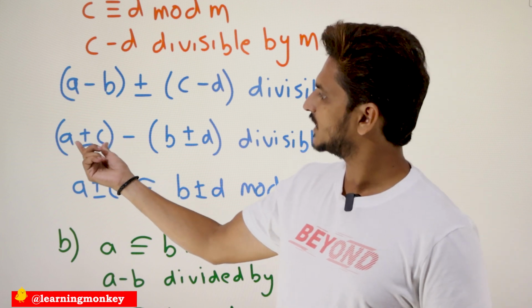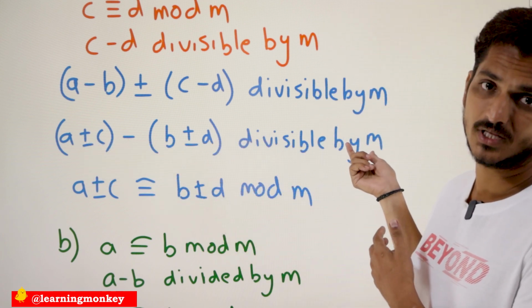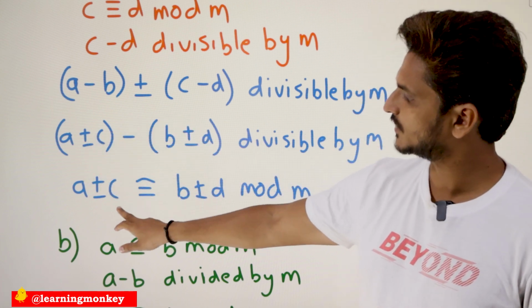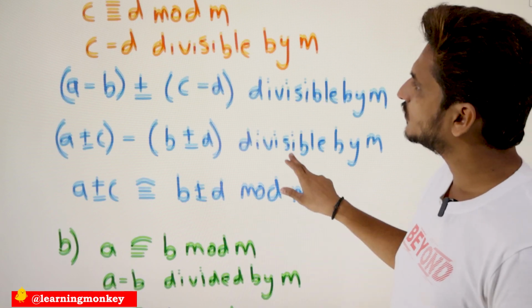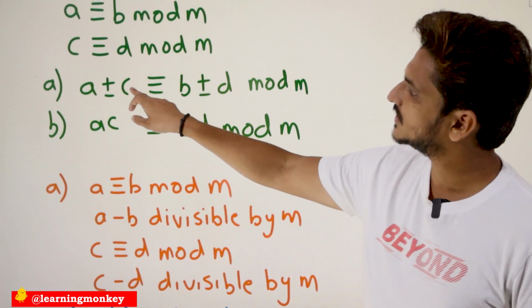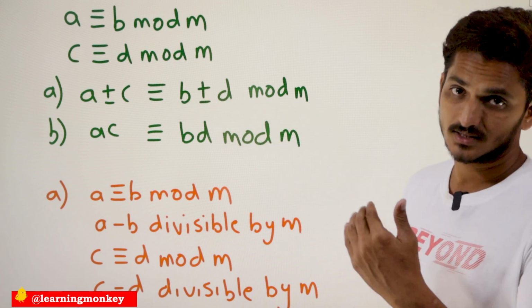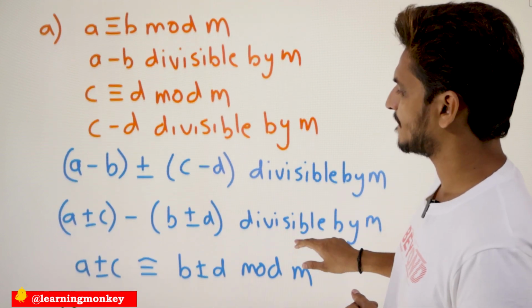So A plus or minus C minus B plus or minus D divisible by M means A plus or minus C is congruent to B plus or minus D modulus M. This is what we need to show. A plus or minus C congruent to B plus or minus D modulus M. Now the second property, AC congruent to BD modulus M.